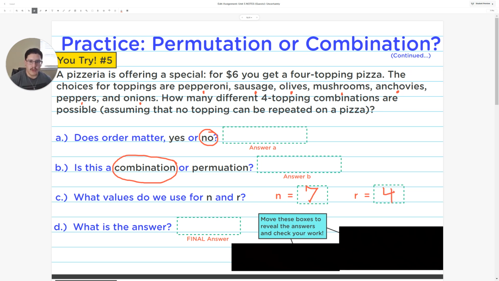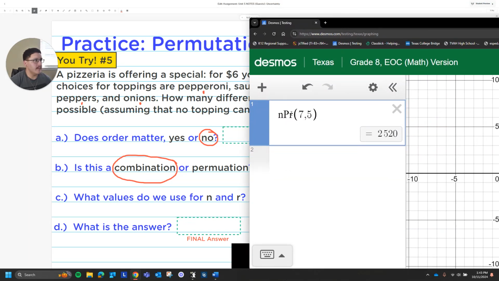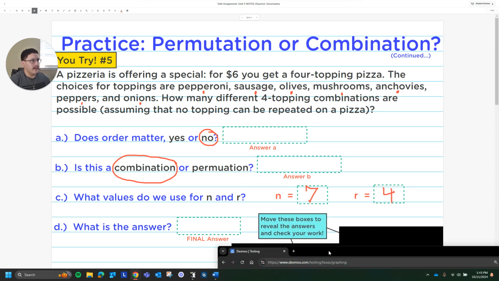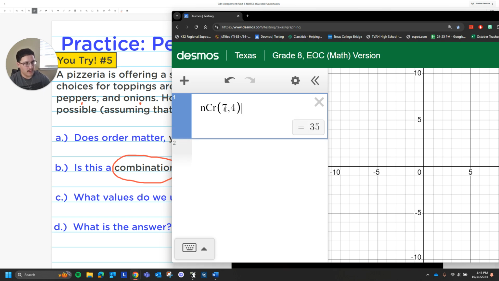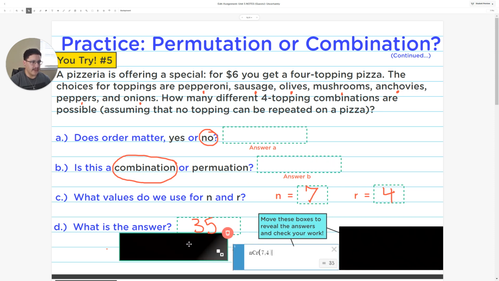And then we go through our calculator. Starting with Desmos, we want combination. So I'm going to type N capital C R parentheses. We want 7, 4 for our Desmos calculator. So 7, 4. And we have 35 different ways of ordering this pizza. There's your answer.